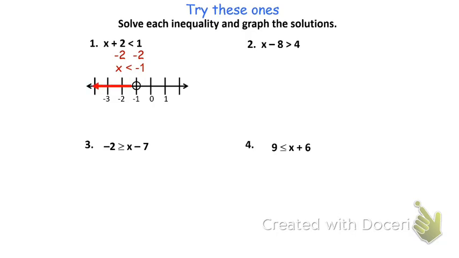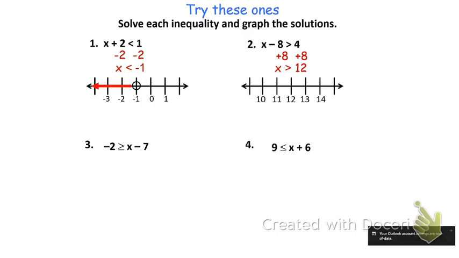Now for example 2, we have x minus 8 is greater than 4. The inverse of subtracting 8 would be to add 8, so I'll add 8 to both sides of the inequality. The 8's cancel, and I get x is greater than 4 plus 8, which is 12. My solution is x is greater than 12. We'll use an open point, denoting that we want numbers that are only larger than 12, and then shade to the right.